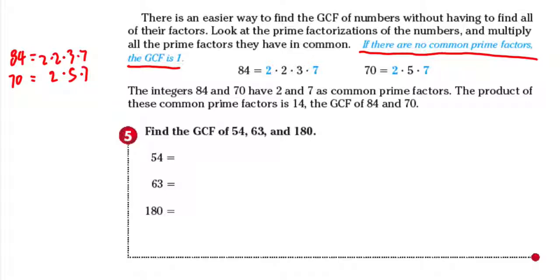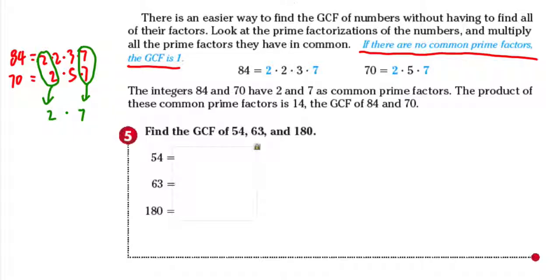And if you notice, 2 is common to both, and then 7 is also common to both. To find the GCF, you simply bring these two down, and you end up with 14. And there's a reason why, in 84 and 70, using prime factorization would be an easy way to find the GCF. Okay, let's take a look at the GCF of three numbers now, 54, 63, and 180.